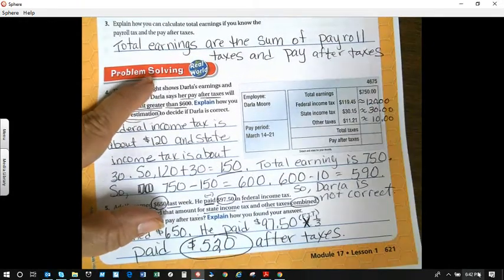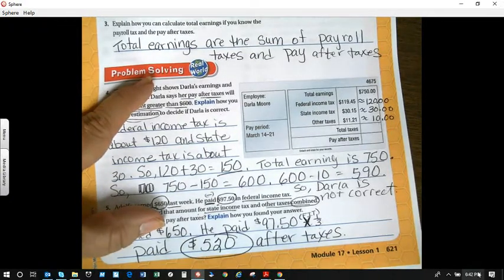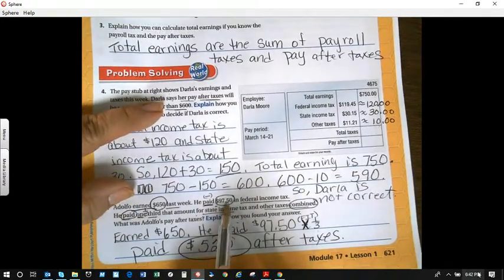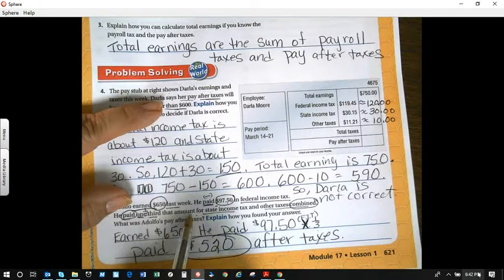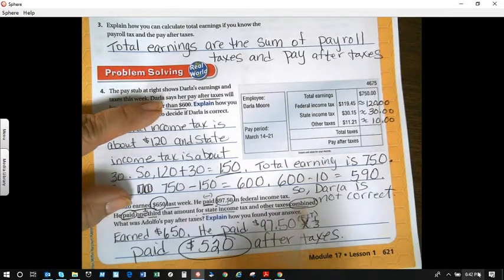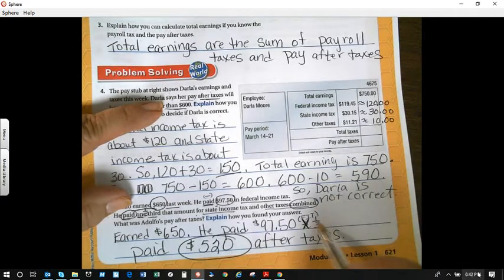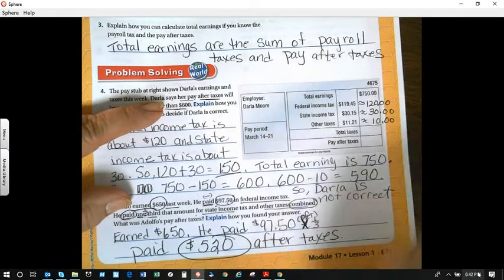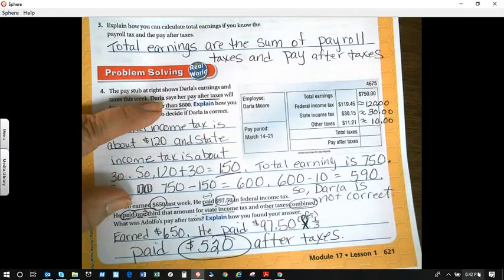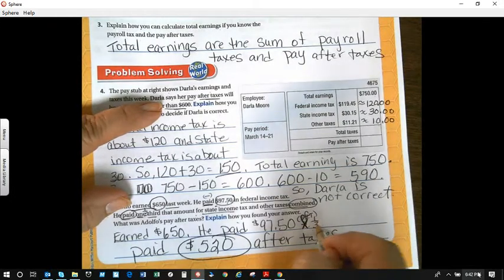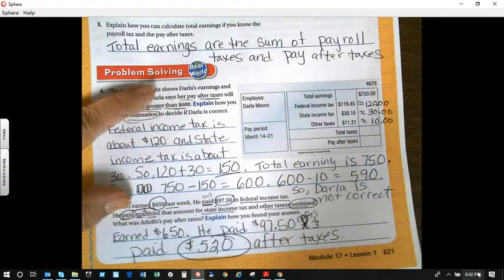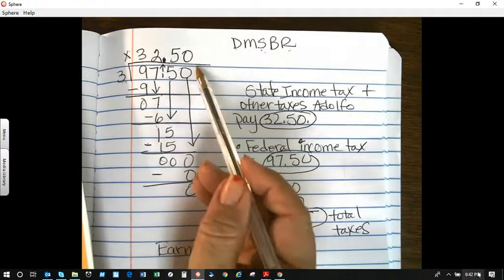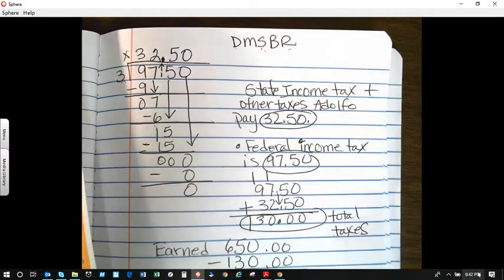Okay, if you need to, rewind it, take a look again, and go through it. I know I kind of went through it quickly, but remember that this is what he paid in federal taxes. He paid 1/3 that amount for state and other taxes combined. So I needed to take 1/3 of. There's that of. It didn't state of, but it was assumed. So $97.50 times 1/3, and 3 goes into $97.50, and that was the $32.50 up here. And this is the state income tax and the other taxes.